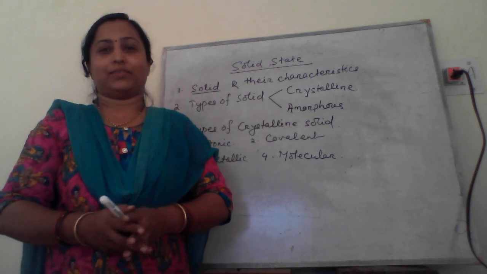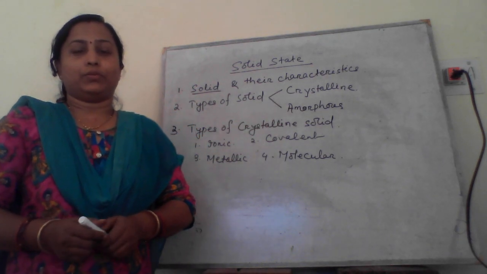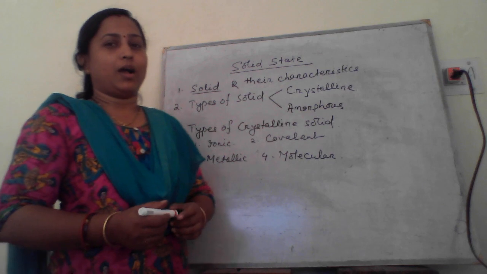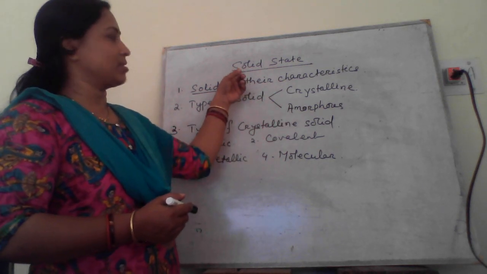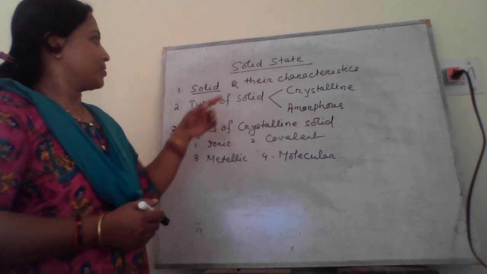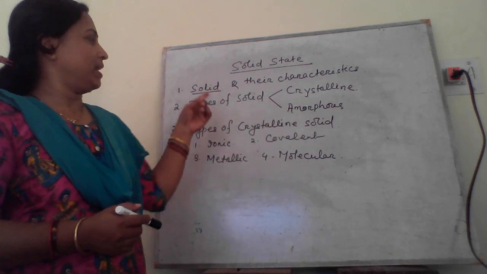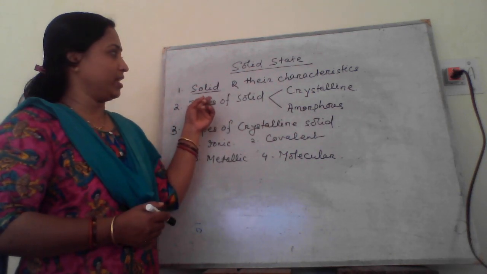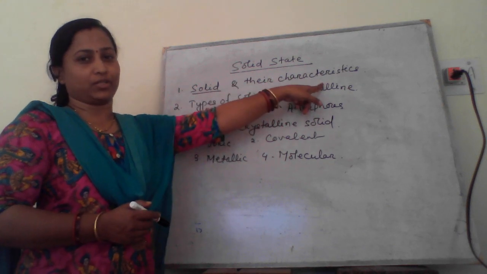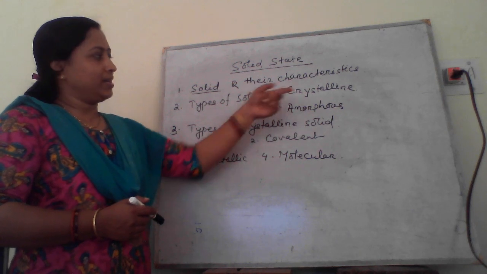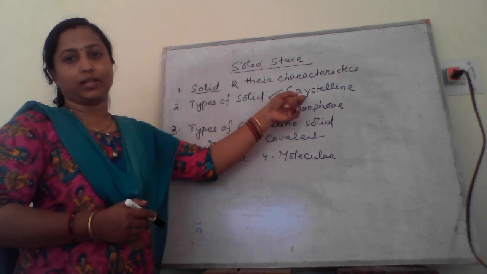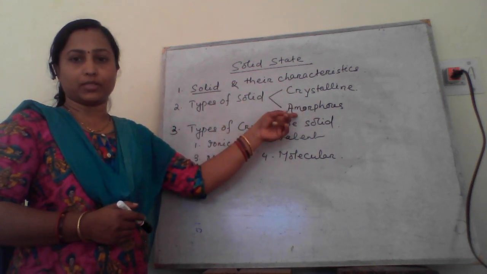Hello students. So today we only review our previously completed portions of solid state. In solid state we just completed what is solid and their characteristics. Then types of solid, that is crystalline solid and second is amorphous solid.